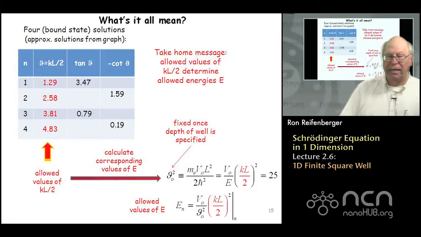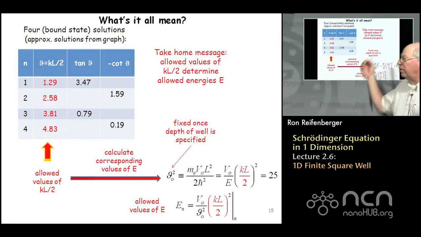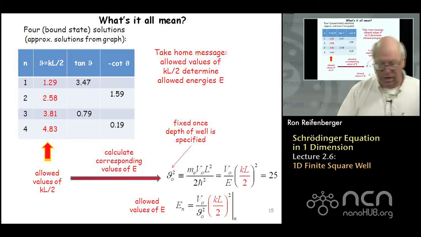You can read from that plot the allowed values of theta, right? You can then find the values of tangent and minus cotangent that satisfy these particular values of theta. Once I know theta naught, then I can calculate the energy E for each energy eigenvalue in terms of the ratio of V naught over theta naught squared times this parameter KL by 2 quantity squared. So see, the KL by 2s are fixed by the solutions of Schrödinger's equation. Once those values of KL by 2 are fixed, they specify the allowed energies for the problem at hand.